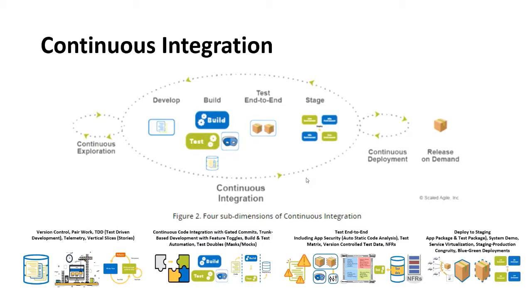Now, deployment to staging can be done several different ways, but in a scaled environment, it's very important that we show a system demo in that environment. And service virtualizations, doing blue-green deployments and things like that, these are very beneficial for deployment to staging, and also in reference to blue-green deployments, deployments to production. Now, deployments to production is actually part of the next cycle, which is the continuous deployment cycle. We'll get to that in a sec.